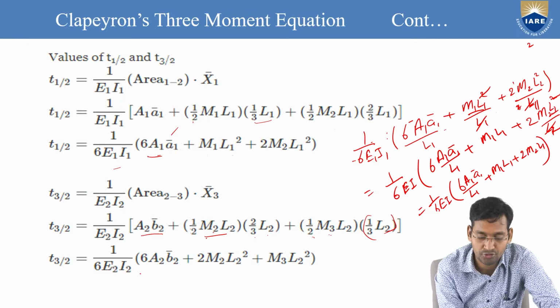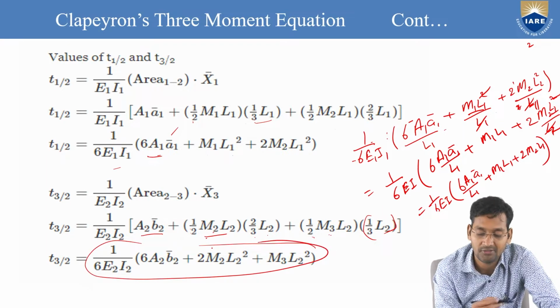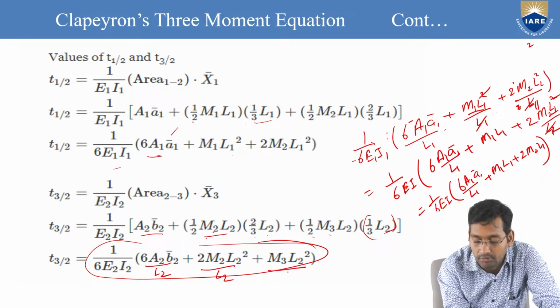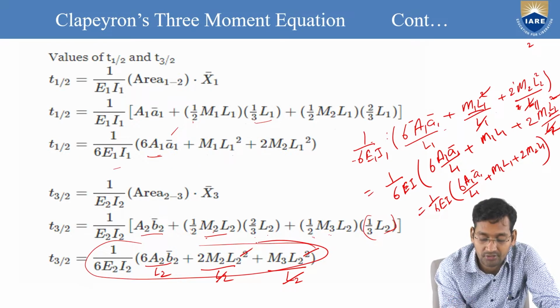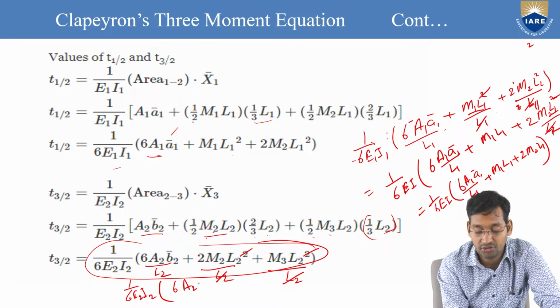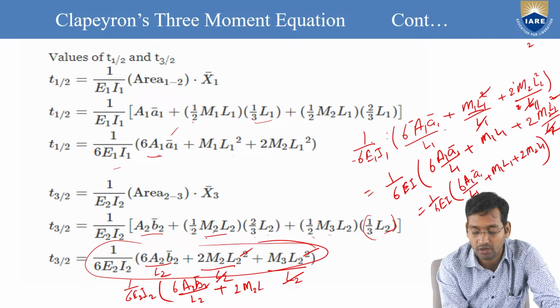Similarly, once you put this value and divide by L2, here divided by L2, here divided by L2. So one L2 will cancel, L2 will get cancelled. What you will get is 1 by 6 E2 I2, and this will become 6 A2 B2 dash by L2 plus 2 M2 L2 plus M3 L2.